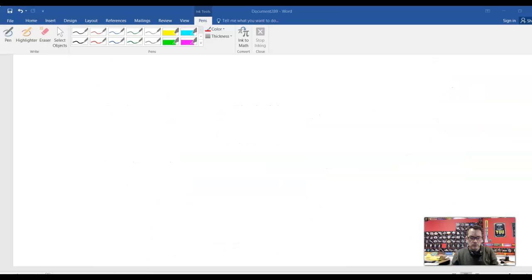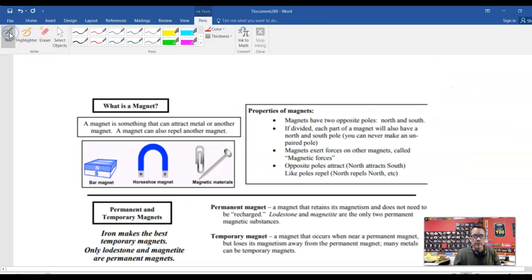We also then moved on to magnets. Magnets are related to electricity because magnets do what they do because of the electrons that are in them. So a magnet is something that can attract metal or another magnet. It can also repel another magnet. We talked about how they have different poles.